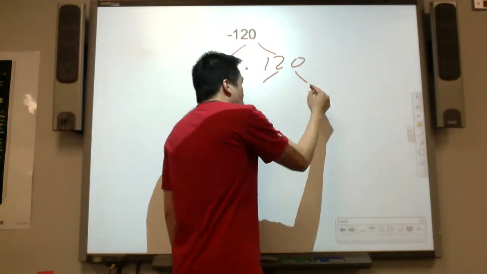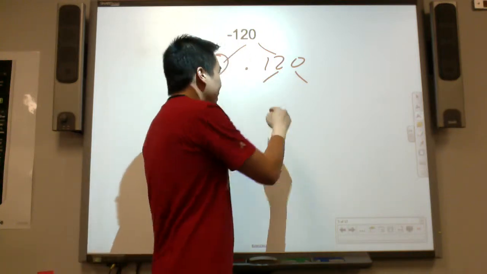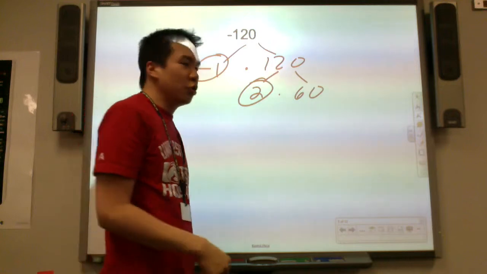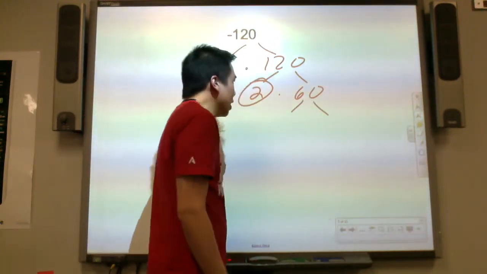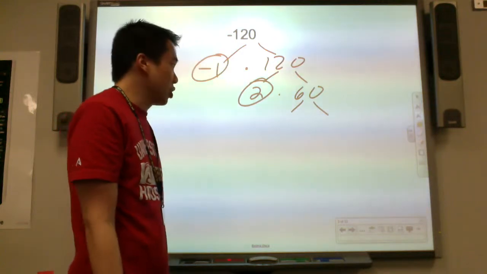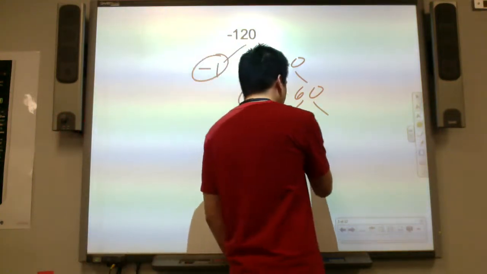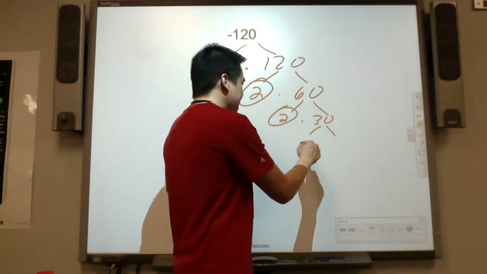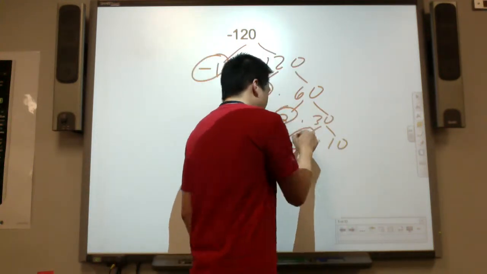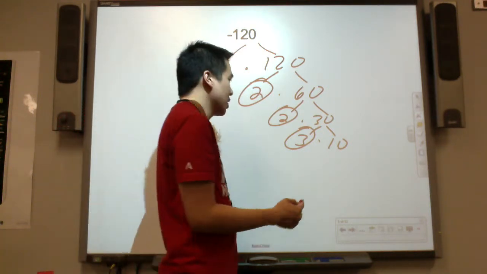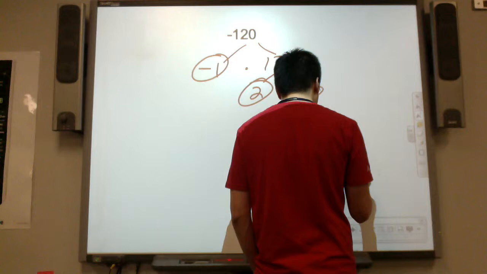All right, next one. What two factors make 120? 2 times 60. Circle that. What two factors make 60? I could do 6 times 10, 3 times 20. You know what? I'm going to do 2 times 30. I circle 2 because it's prime. What makes 30? 3 times 10. Circle 3. You could have used 2 times 15, 5 times 6. And what makes 10? 2 times 5.